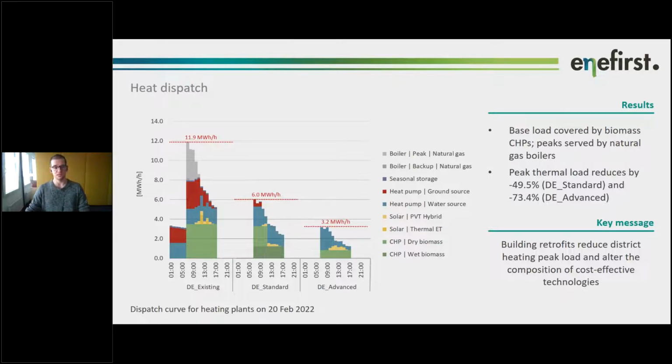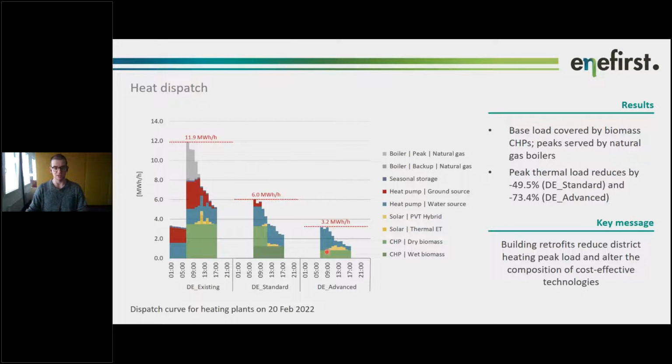We can see that in these 3 scenarios, base load is covered by biomass, CHPs, and peaks, especially here in the existing case, are served by natural gas boilers. And we can see very nicely that peak thermal load reduces by about 50% in the standard scenario and more than 70% in the advanced scenario. So building retrofits clearly reduce district heating peak load and also alter the composition of cost-effective technologies.